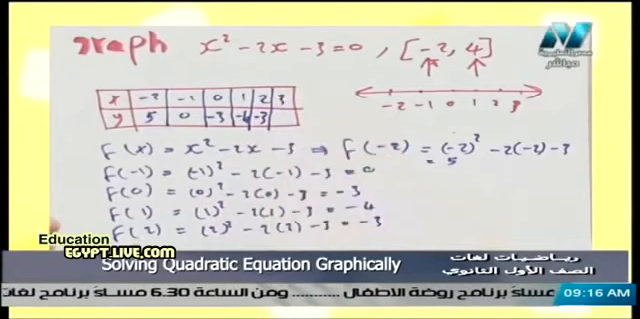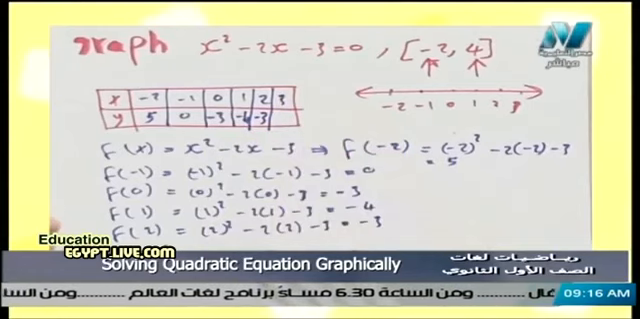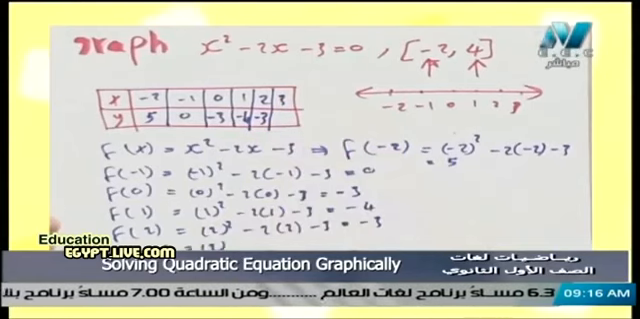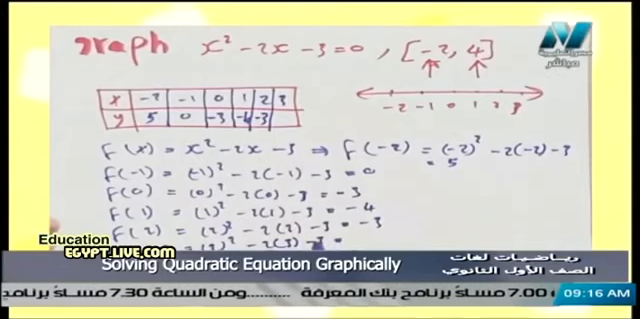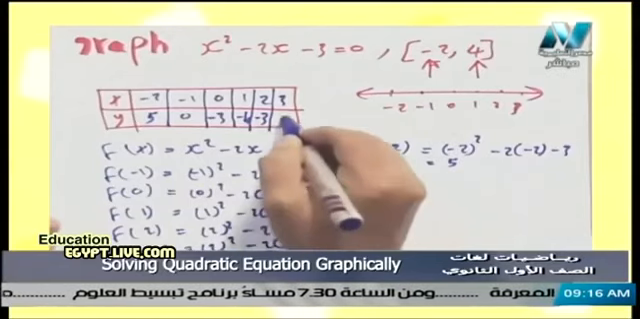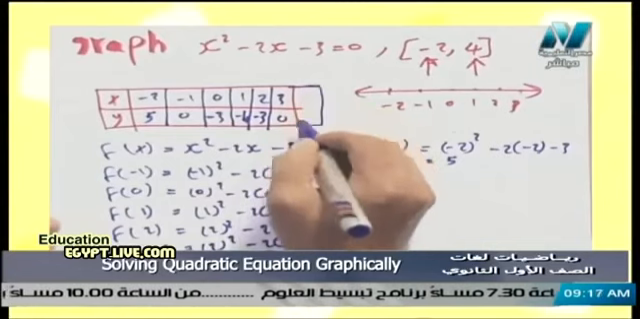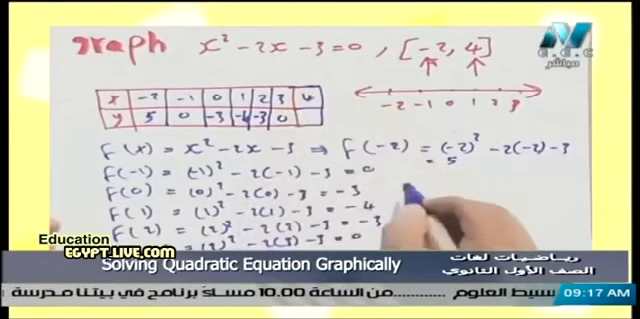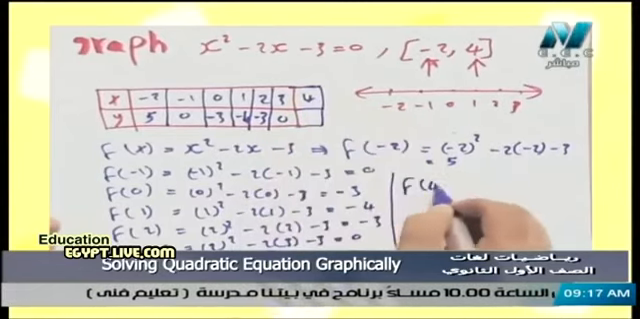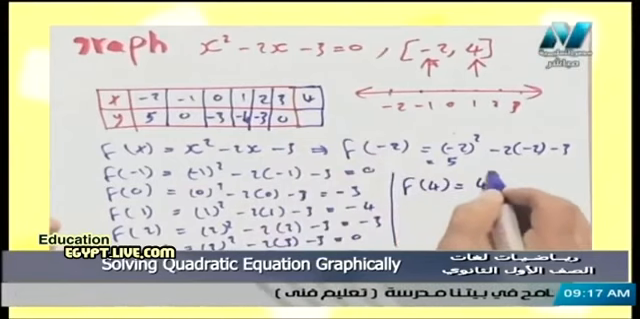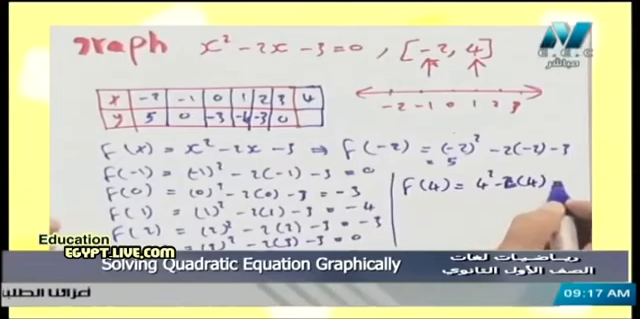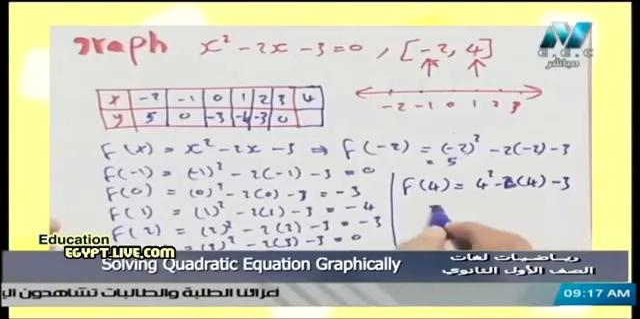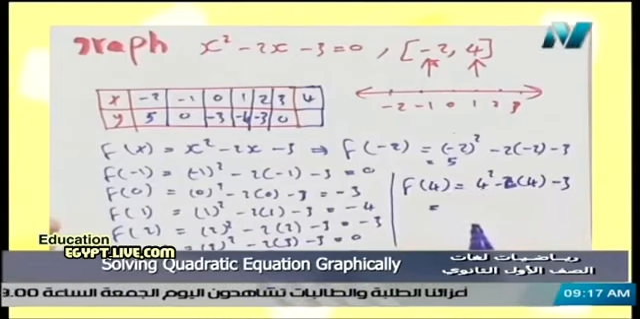f(3) equals 3² − 2 × 3 − 3, and the answer will be 0. The last one, 4: f(4) will be 4² − 2 × 4 − 3, and the answer will be 5.